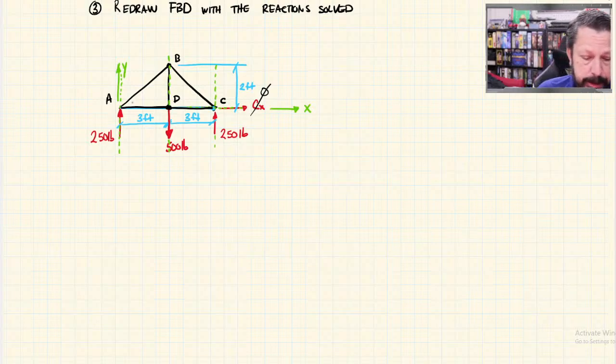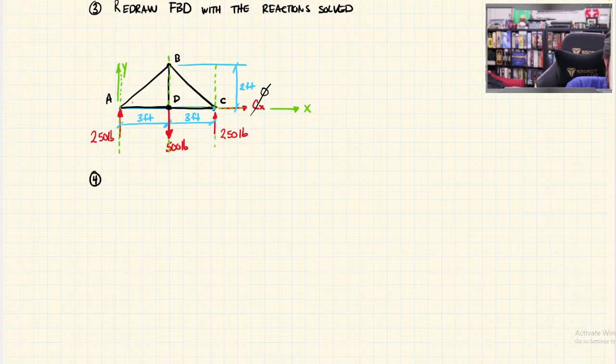Now what I do is I'm going to pick one joint where I know at least one thing. So I have A, D, and C. I know one thing. I know there's 250 pounds pushing on A, there's 500 pounds pulling on D, and there's 250 pounds pulling on C. I don't know anything about B though, so I'm not going to pick B. So pick one joint and draw its free body diagram.